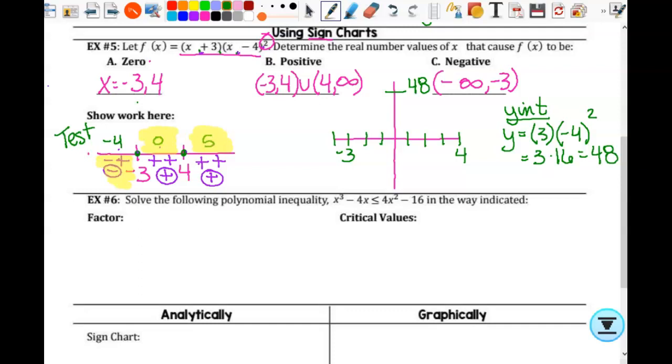So then I'm going to plot some points. I'm going to put my zeros on there. I have one at negative 3. I have one at 4. And I have a y-intercept at 48.